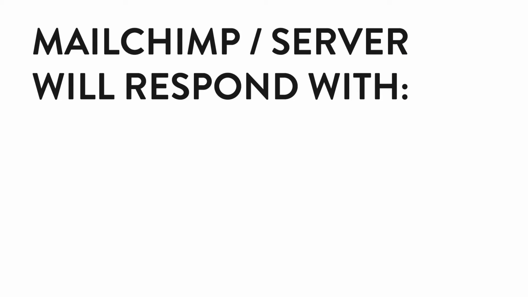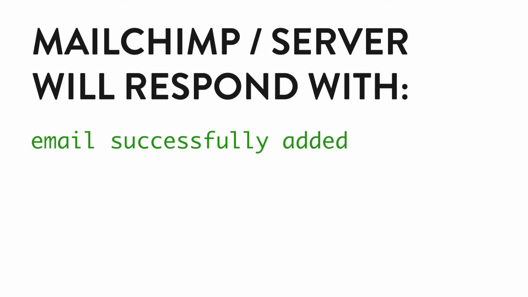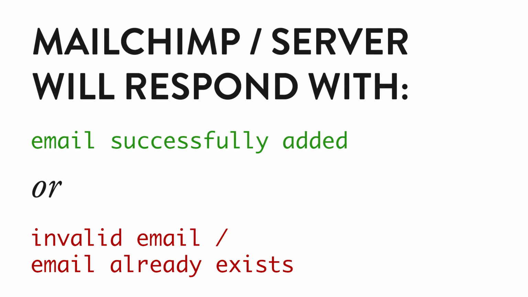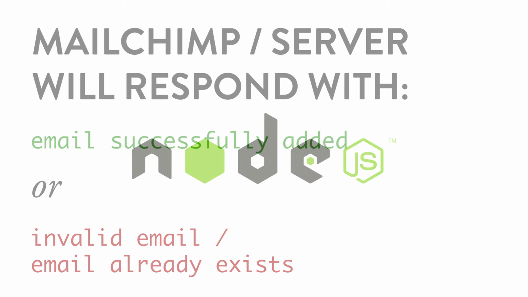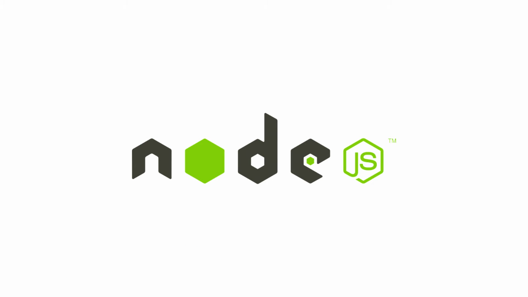Now, depending on whether or not the email was successfully added to MailChimp, the server will respond to the user with a success or error message, notifying them that they are now signed up and ready to receive emails, or that MailChimp was unable to process their request. Okay, so right off the bat, we can tell that we're going to need Node.js as a backend language in order to process our form submissions from the browser.